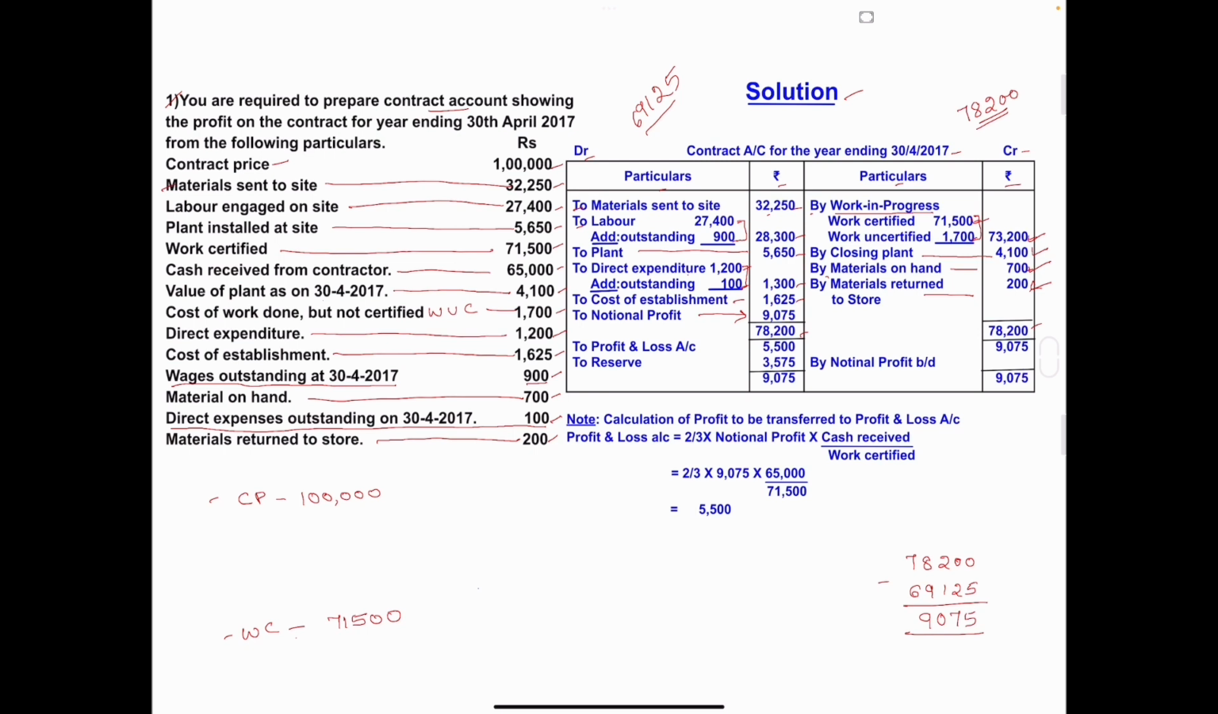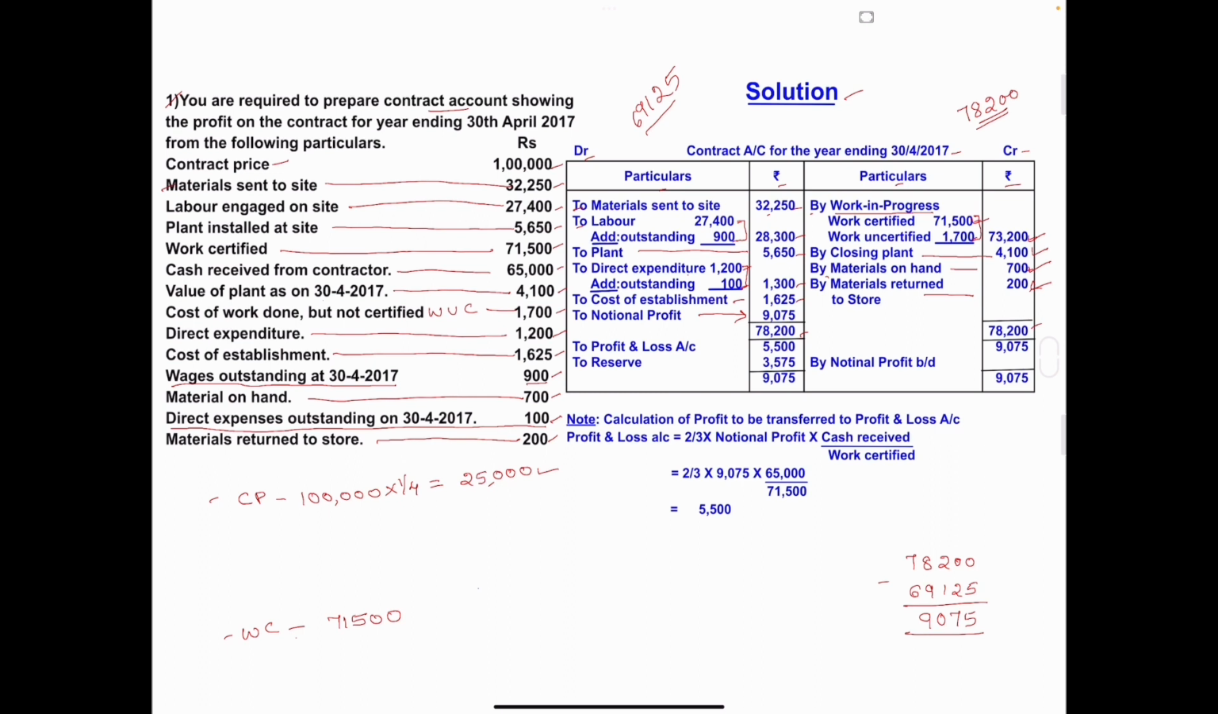The first condition is if the work certified amount is less than one-fourth of contract price, no amount is transferred to profit and loss account. So we will calculate the one-fourth of contract price. 1 lakh into one-fourth. How much will you get? 25,000. So one-fourth of contract price is 25,000. And work certified amount is 71,500. This means the work certified amount is not less than one-fourth of contract price. So the first condition is not applied here.